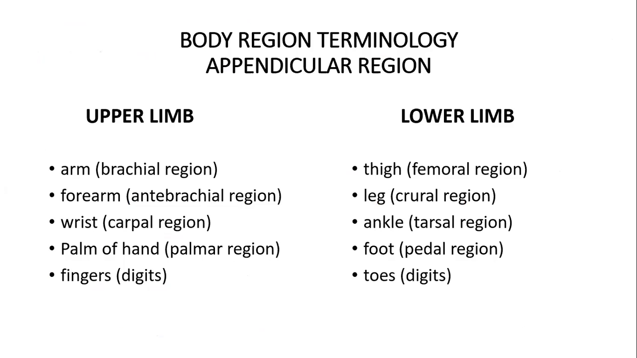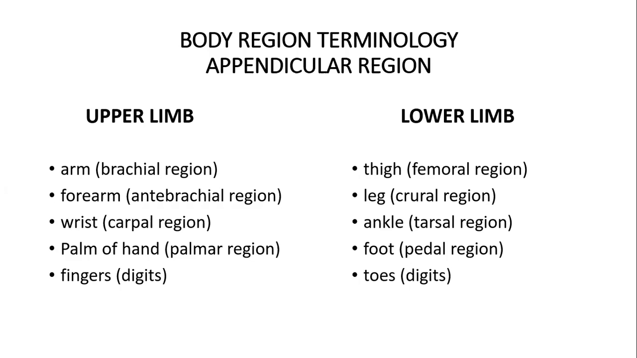Remember yesterday we spoke about how there are medical terms for basically each of the body parts. Well, you need to understand these terms. These are the terms of the appendicular bones, basically the arm and the leg. So let's start at the top.